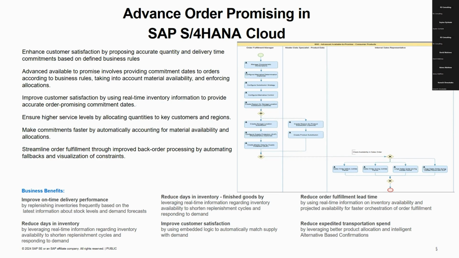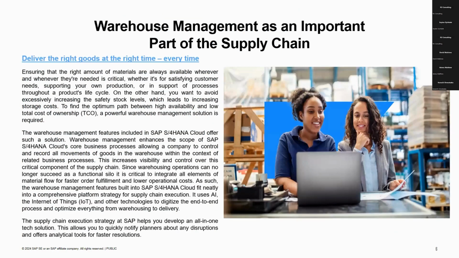Now, warehouse management, which is an important part of supply chain, delivers the right goods at the right time, every time. It ensures that the right amount of material is always available whenever and wherever it is needed. This is critical, whether for satisfying customer needs, supporting your own production, or supporting processes throughout the product lifecycle. On the other hand, you want to avoid excessively increasing the safety stock level, which leads to increased storage costs.